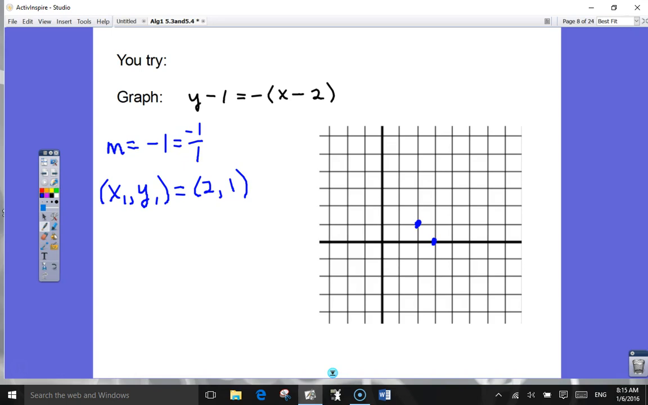Right? So that's what first you've got to take out of the equation, and then you're going to plot the points 2, 1, and then use the slope. Negative 1 means negative 1 over positive 1 is down 1, right 1. Draw another point, connect them with a line.